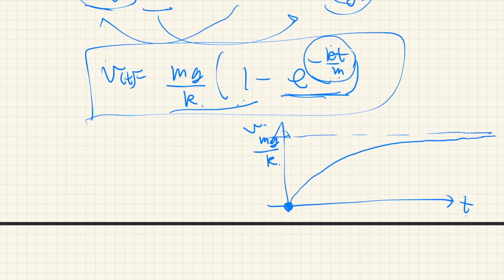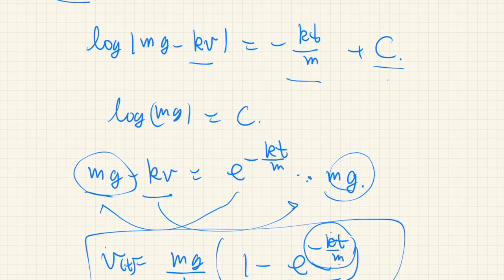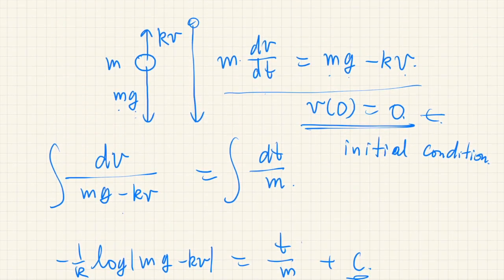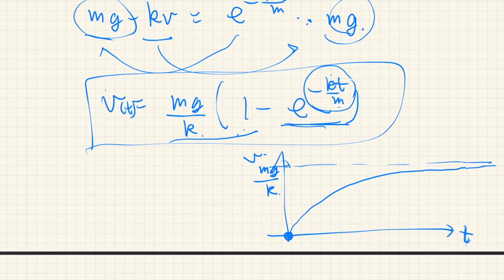Okay, so when t goes to infinity, well, of course, but before t hits infinity, the falling body will hit the ground, so it will stop sometime. But unless that happens, the velocity increases, but gradually converges to this value. So at this point, the force of gravity and the force of air resistance balance each other.